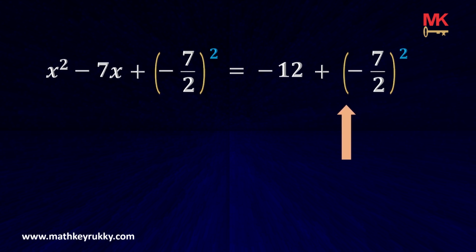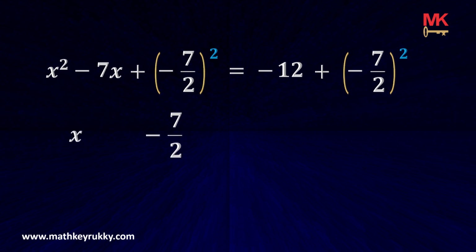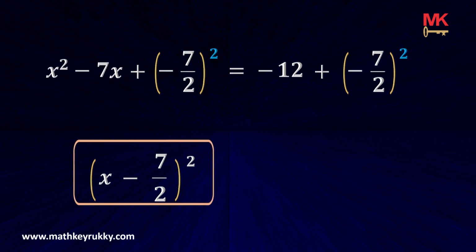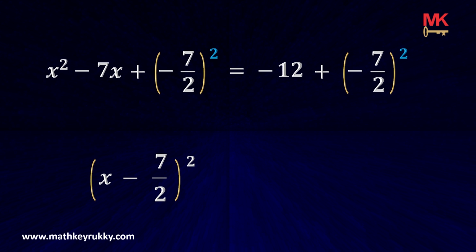Let's now simplify this. The two terms carrying the square at the left-hand side can be combined. We sum these two terms, then square the result. Note that expanding this bracket reproduces the previous step. Therefore, everything is still in place. At the right-hand side, we have negative 12 plus 49 over 4, which eventually turns into this.